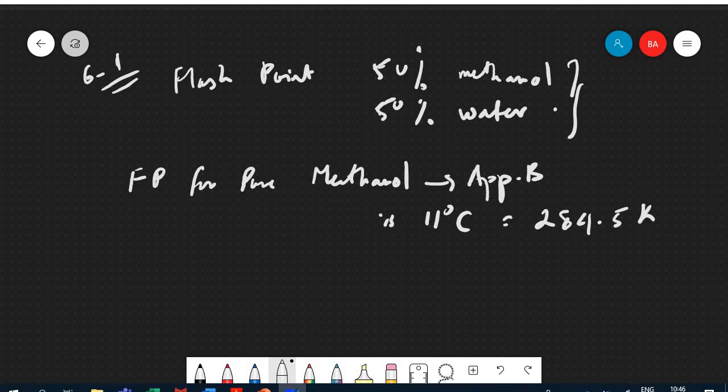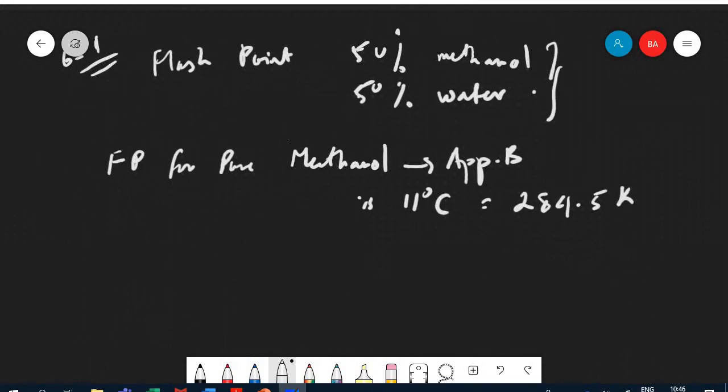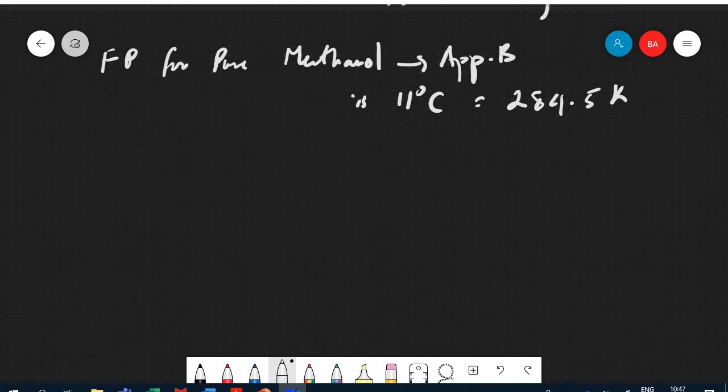I have methanol and water. And since I have methanol and water, I need to know the effect of having this kind of mixture. If I consider only the pressure, or the mole fraction of methanol only, I could have an idea about its new flash point, okay? So let's go on solving it.